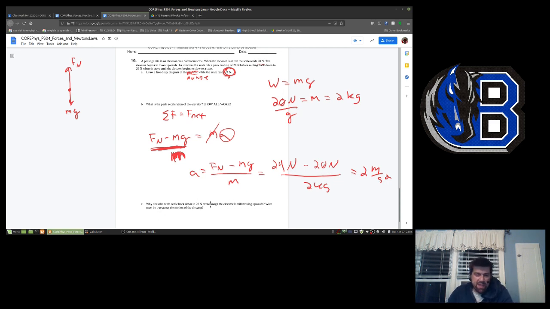Why does the scale settle back down to 20 even though the elevator is still moving up? Well, it's moving, it's just no longer accelerating. The scale spikes while I accelerate, but once I reach my cruising velocity, once I stop accelerating and I'm at constant velocity, those are equal again. And guess what? When the elevator begins to slow, I'll be accelerating downward. I'll be decelerating, and the scale will read less than my weight. And then once I come to a stop and I'm back in equilibrium, it'll read my weight again.